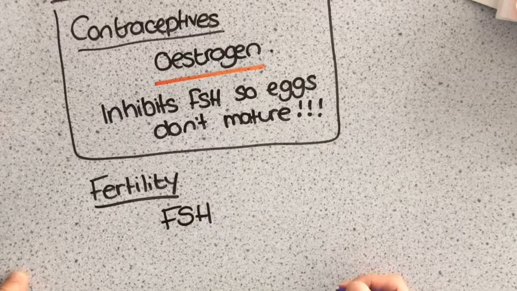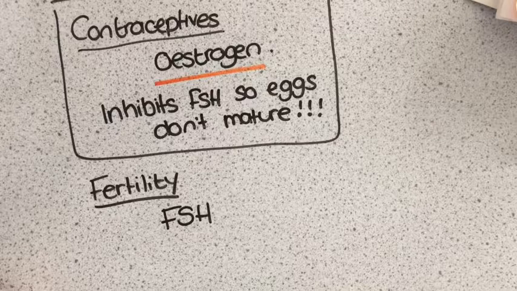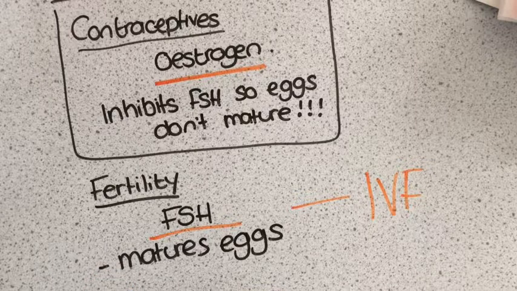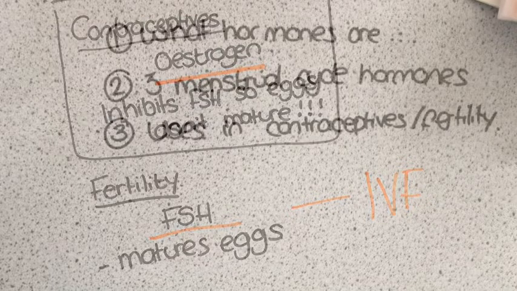And again, it comes back to our knowledge of FSH and FSH maturing the eggs. Fertility drugs that include FSH are given to women that have low levels of FSH in their body and therefore can't mature the eggs on their own. They're also given to women who are undergoing the procedure of IVF. If you're not sure what IVF is, go and look in your revision guide now.